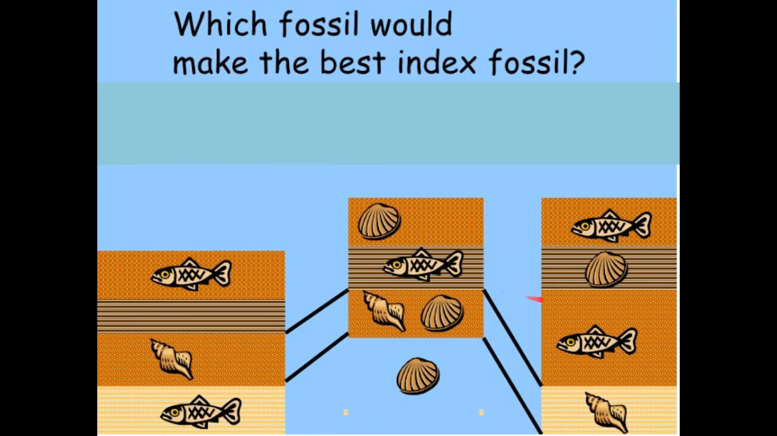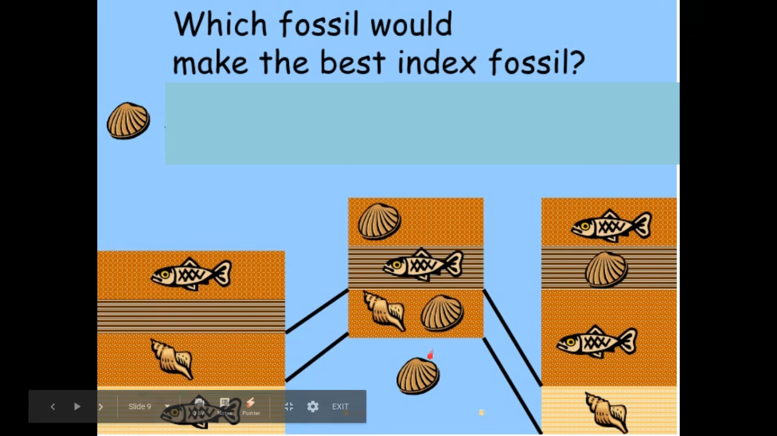And then, are those rock layers found over a lot of different areas? So right off the bat, I'm going to say this shell right here is not a great index fossil because, look, it's found in many rock layers. So here, it's not really giving me a narrow relative age. It's existed for a long time. So I'm going to have to eliminate the shell there.